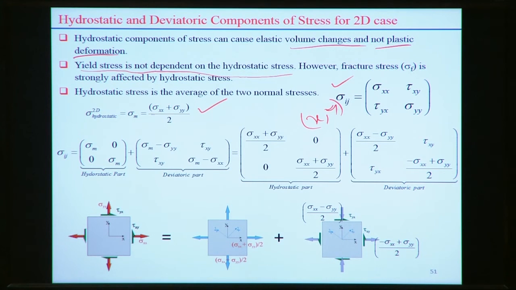Now, if this is the stress state, we can divide it into two components. One is the hydrostatic part, another is the deviatoric component. In the hydrostatic part, we assume the hydrostatic stress component is, for example, sigma m. So only hydrostatic components are there, and the deviatoric components are there, making the balance.